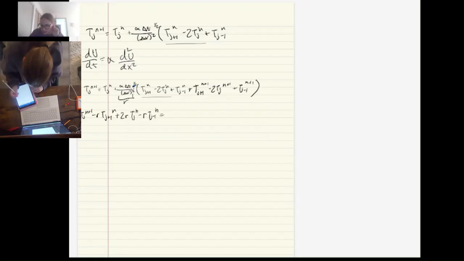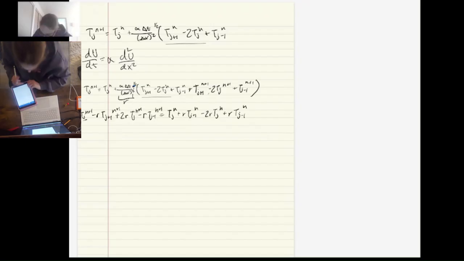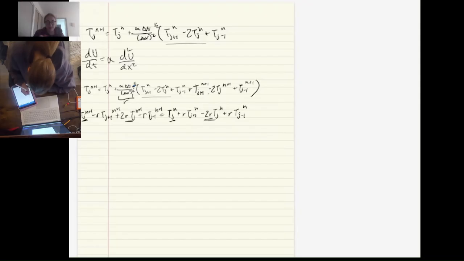So now we have Tj n, and we're going to have plus R Tj plus 1 minus 2R Tj n plus R Tj minus 1 n. Oh, and we have to have that R factor there. Okay, so now we want to combine like factors. We have this Tj here, and this Tj here, and this one, and this one. So we're going to combine those like factors.